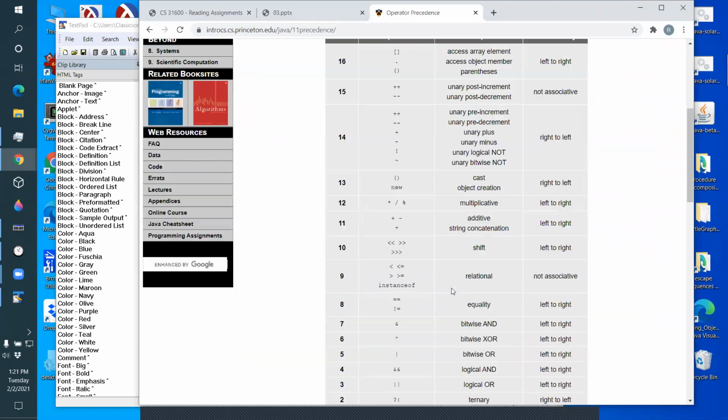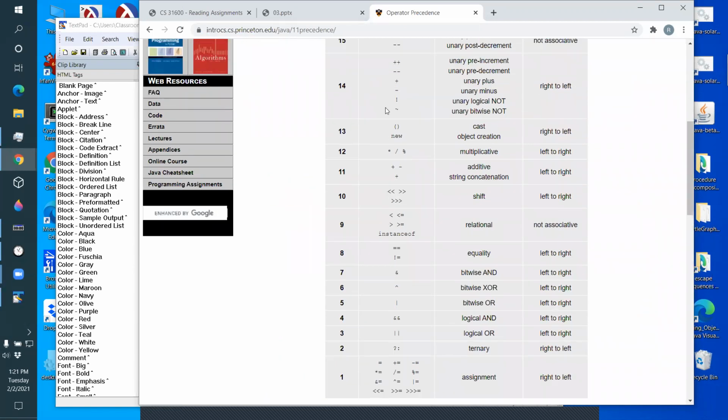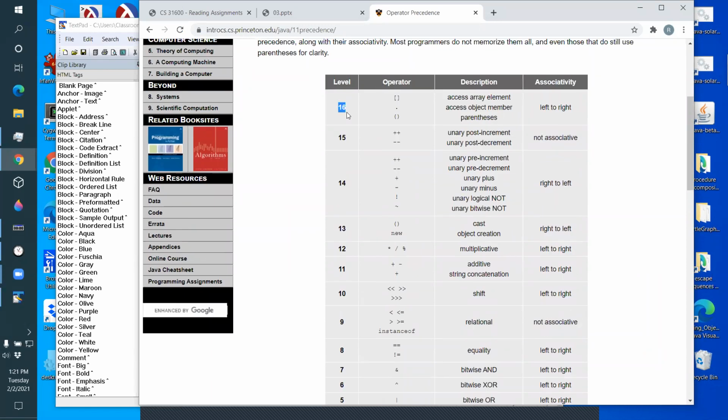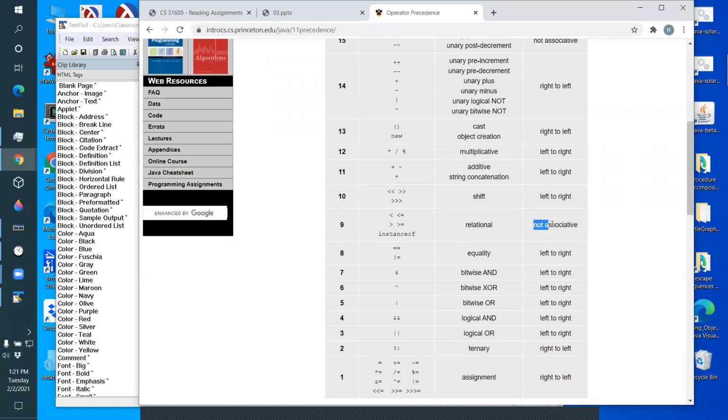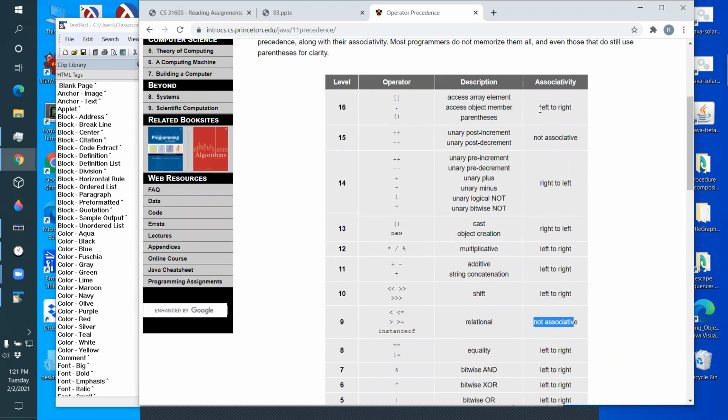here's a nice table. There's all the operators that Java has. For every operator, you're told what its level of precedence is and whether it's associative or not. Notice that some of them are not associative. Like the plus plus operator is not associative. Another example that's not associative are the relational operators. Most of them are either left to right, which is another way of saying left associative, or they're right to left.